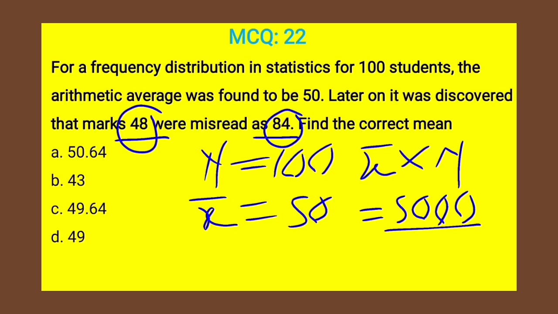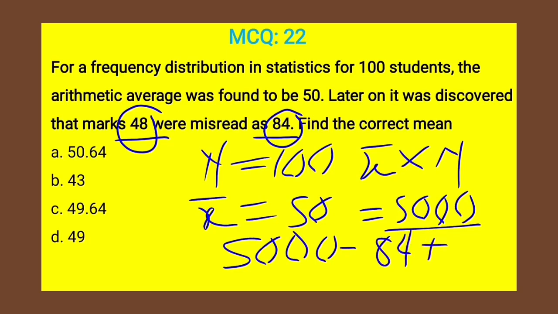So this is what I'm trying to tell you. 5,000, sorry, minus 84 plus 48, and that will be the total marks for the 100 students in that case. So whatever you're going to get, you divide by 100. That's the total number of students, and you get the proper mean for the 100 students and their respective marks in that. So let's see how I made a presentation here.